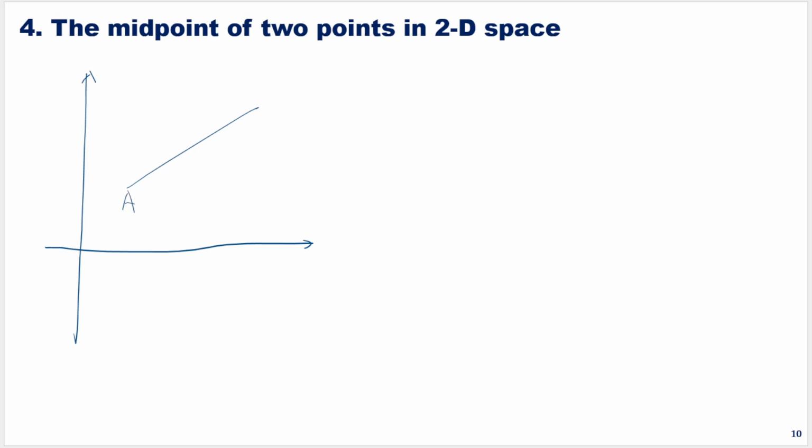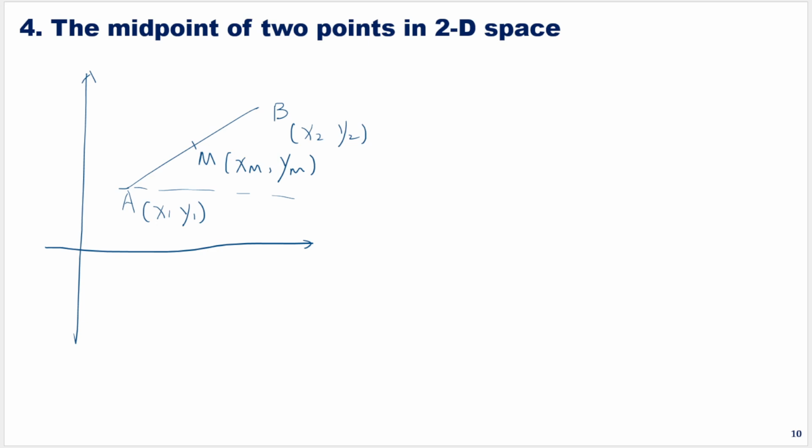Okay, next let's have a look at the cases where the midpoint of 2 points in 2-dimensional space. Well, actually, let's suppose there are 2 points here. Then the midpoint is M, whose coordinates are xm and ym. Then the method to calculate xm and ym is the same as in the 1-dimensional space.